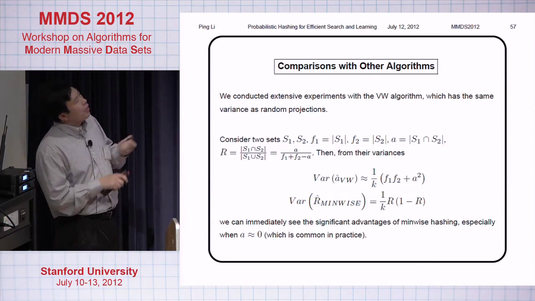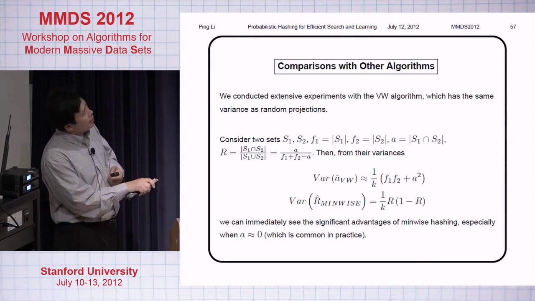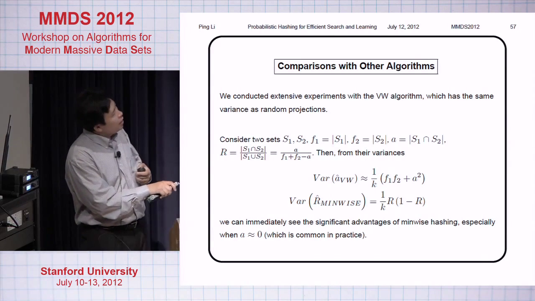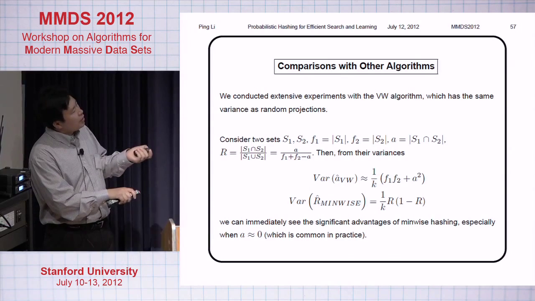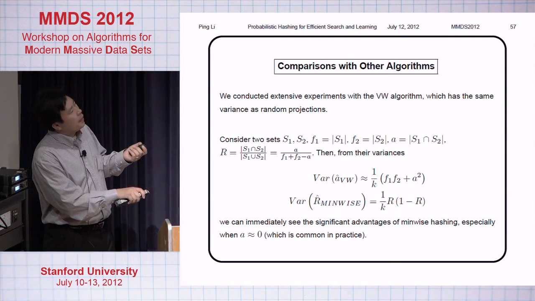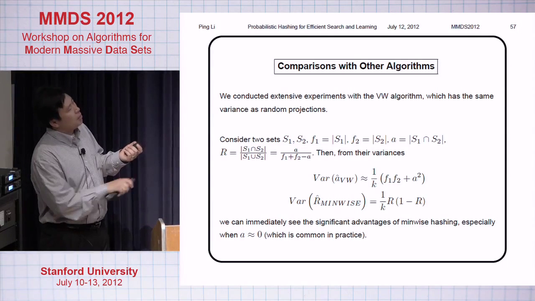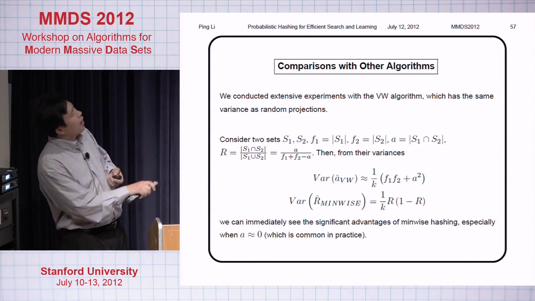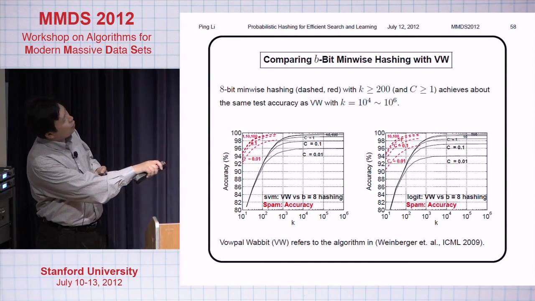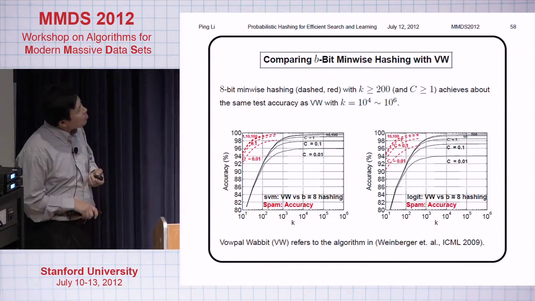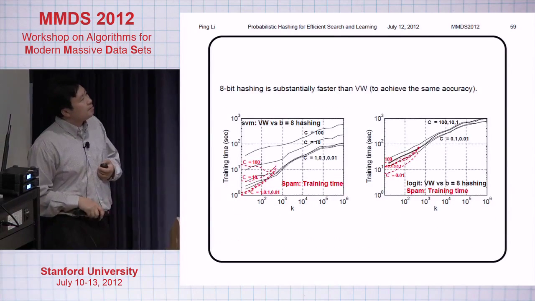If you want to compare with random projections, we compare with random projections. We also compare with another method called VW, which in terms of variance is the same as random projections. We already know that for random projections, the variance is dominated by the margin or norms. But minwise hashing has much smaller variance. So it's not surprising that minwise hashing here works much better than the other random projection-based methods, in terms of accuracy and in terms of time, just substantially better.